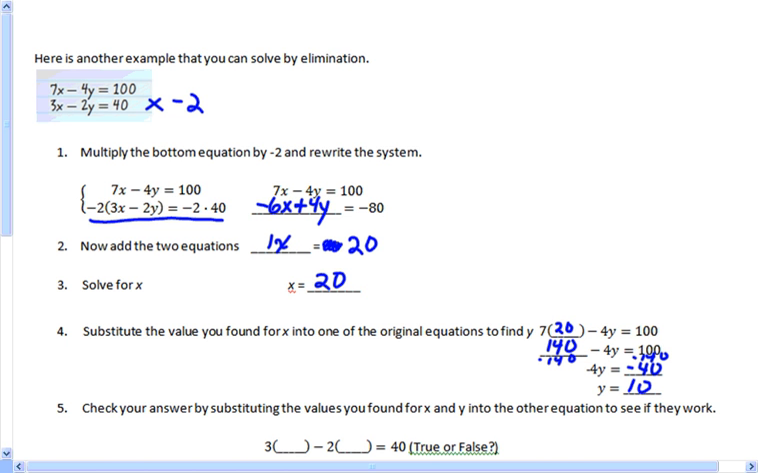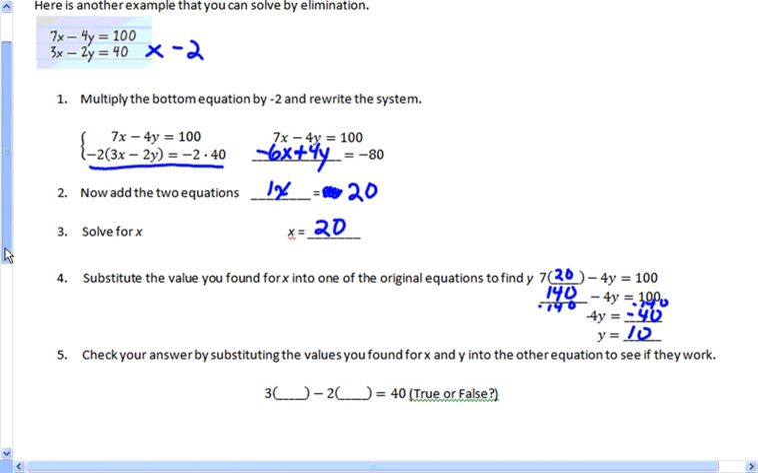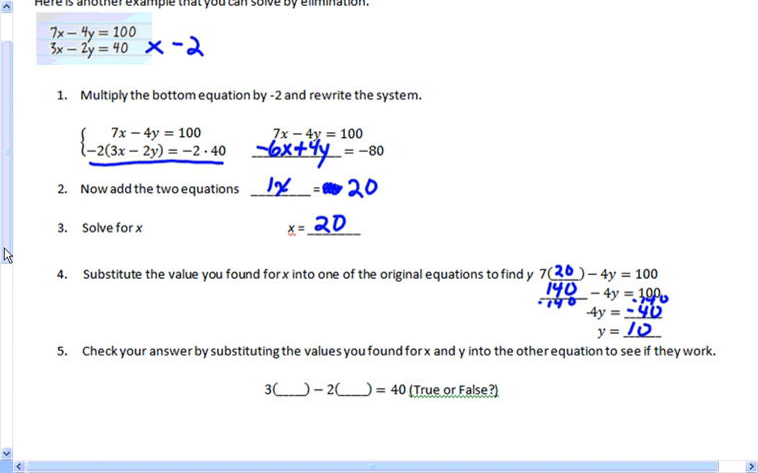Then the last step is to check to see that that works in the other equation. So x we found is 20, substitute that for x. Y is 10, substitute that for y. And then just see if that's true or not. 3 times 20 is 60, 2 times 10 is 20, and 60 minus 20 is 40. That is true, so that means we must have the right solution. So x is 20, and y is 10.